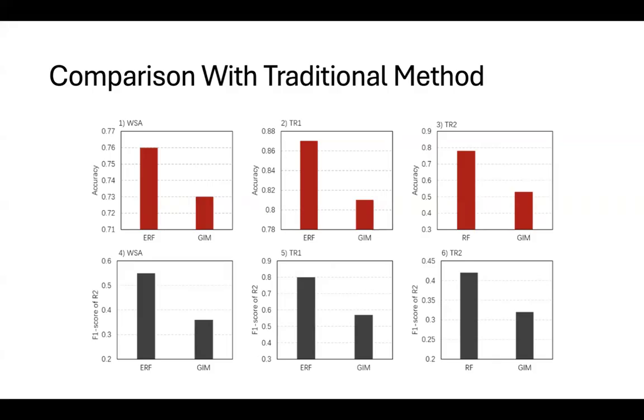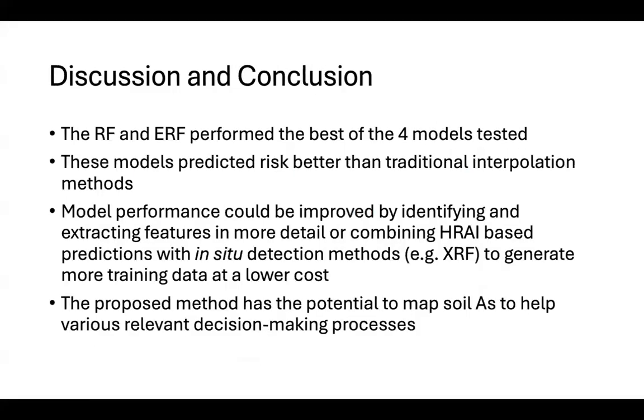The HRAI-based ERF model was then compared to the traditional geostatistical interpolation method, or GIM. It was found that the ERF outperformed the GIM across all study areas regarding the F1 score and accuracy. The random forest and extreme random forest models performed the best out of all 4 models tested. These models predicted risk better than the traditional interpolation methods.